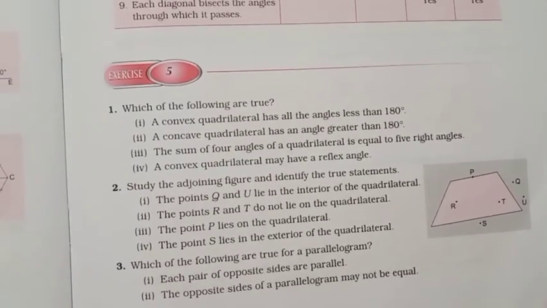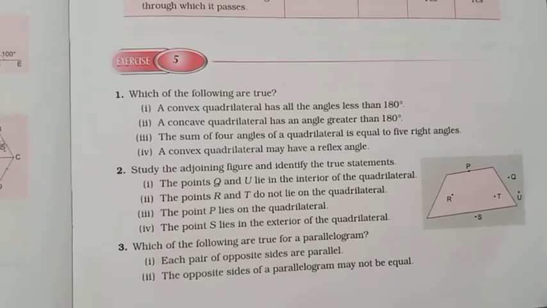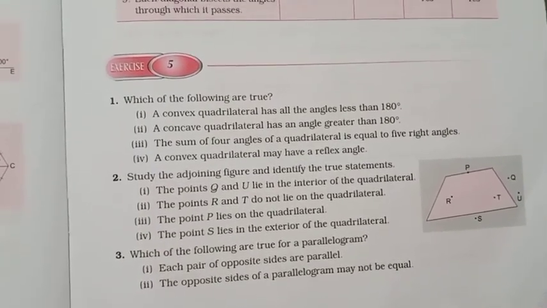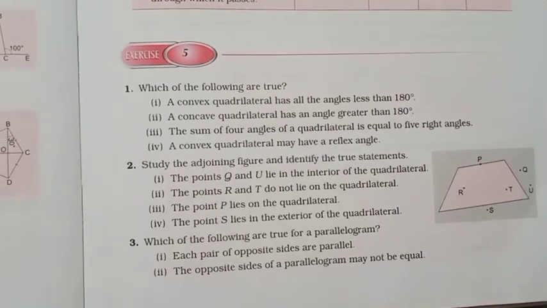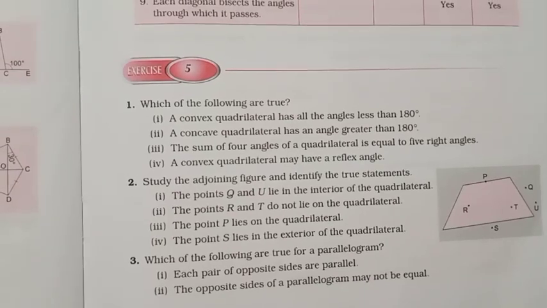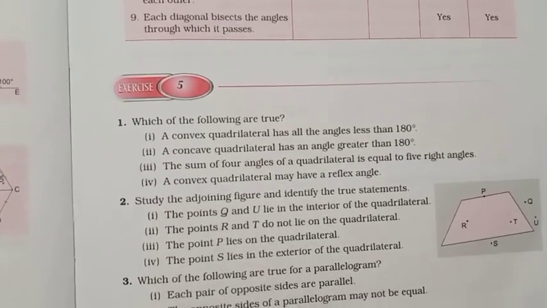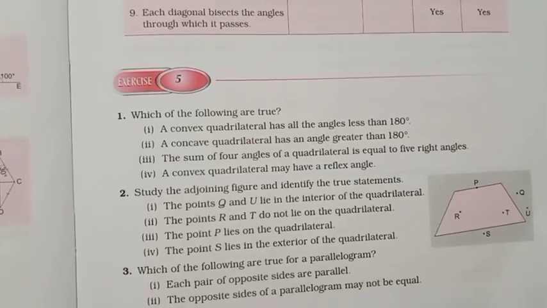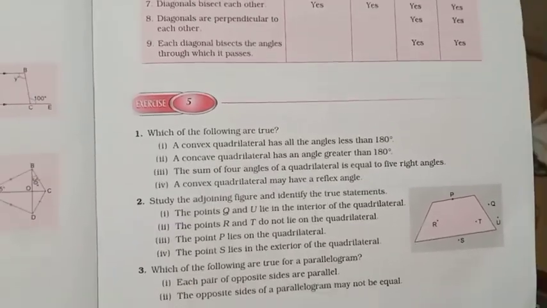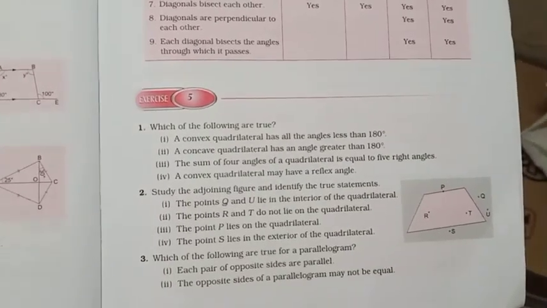Now going to number 2. Study the adjoining figure and identify the true statements. The points Q and U lie in the interior of the quadrilateral. Is it true? No, it's false because they are outside in the figure.